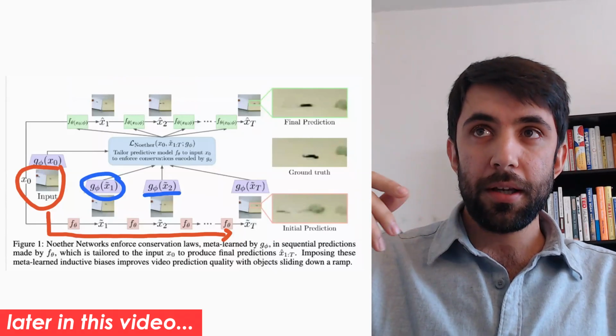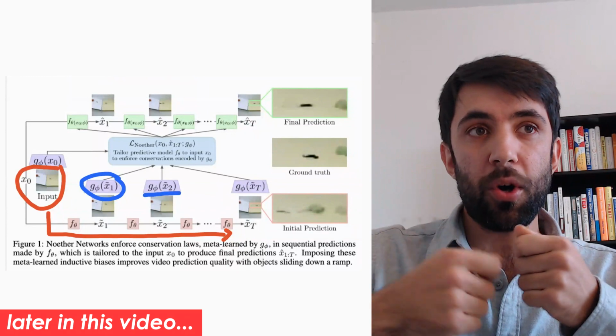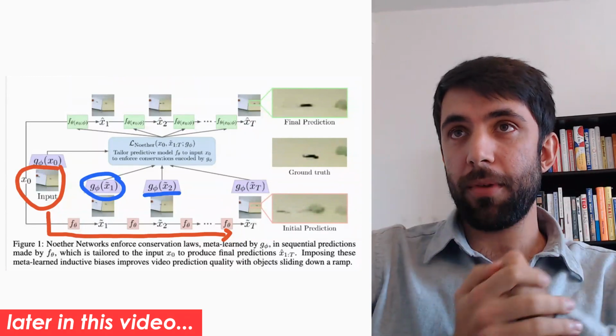But the intuition is that knowing these 5 conserved quantities is going to tell me a bit about what my prediction should be. And so it's kind of free information that I get to know.